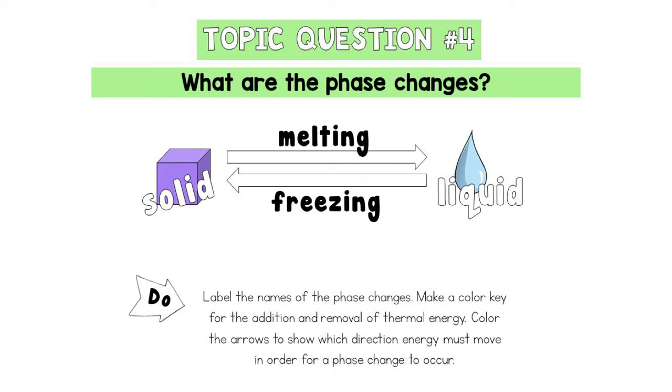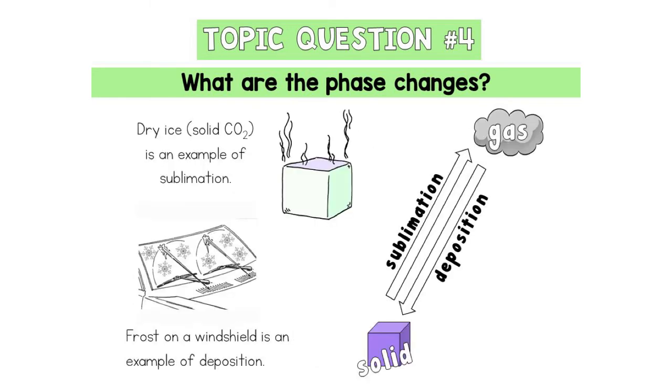Now, let's consider what happens when you start with a solid substance and add enough thermal energy for it to turn into a liquid. This phase change is called melting. The reverse process, where you take a liquid substance and remove heat energy until it turns back into a solid, is called freezing.